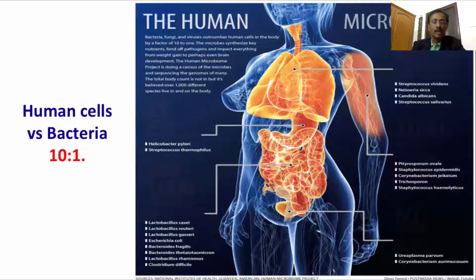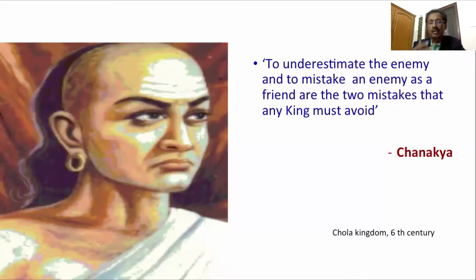We know that human cells versus bacteria in the body, we are outnumbered by the bacteria by a ratio of 10 to 1. Many of the bacteria which we thought were commensals, now we know that they can be a source of many kinds of disease. Now, it was Chanakya who said that to underestimate the enemy and to mistake an enemy as a friend are the two mistakes that any king must avoid.